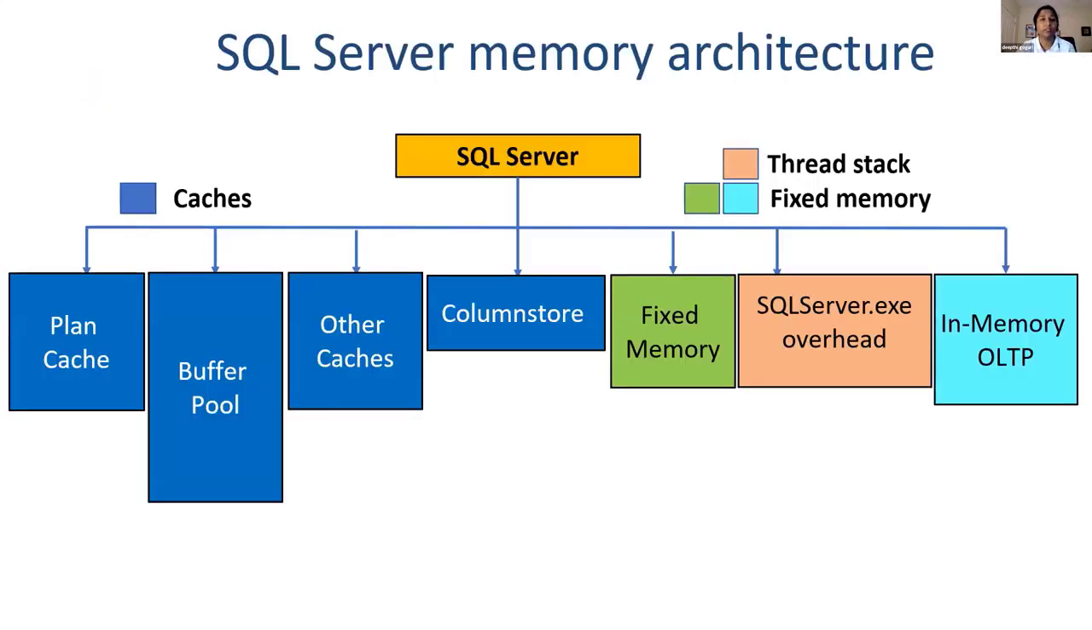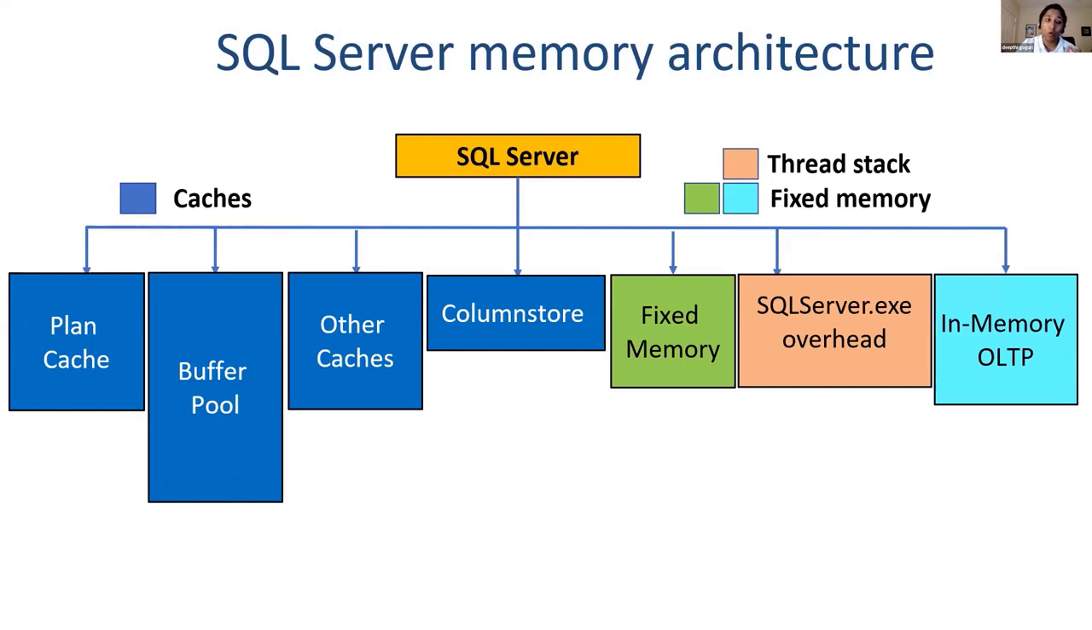So let's start with SQL Server memory architecture. The SQL Server engine is a Windows program, and it will use the Windows APIs to allocate the memory to SQL Server. There are many types of memory components inside SQL Server. In this session, we are going to look in detail at the major components of memory, which are the plan cache and the buffer pool. But there are also other memory components inside SQL Server.